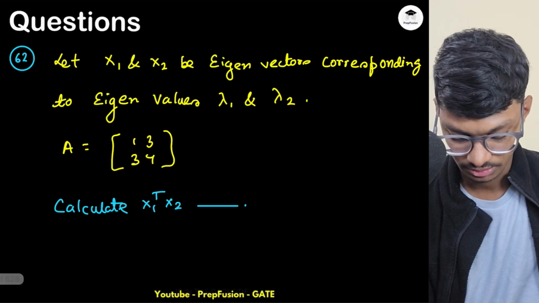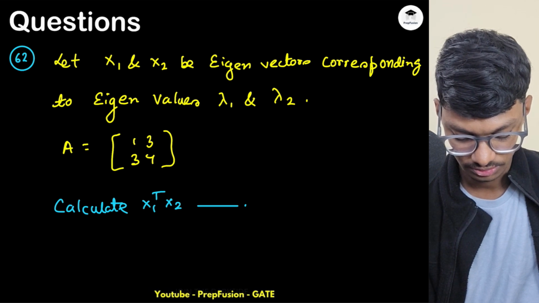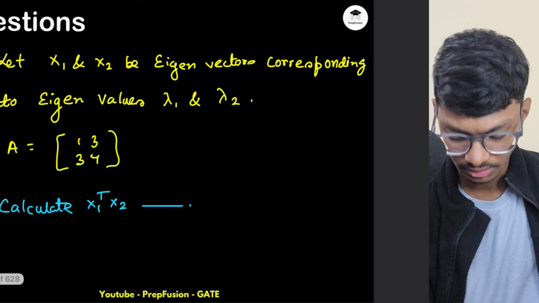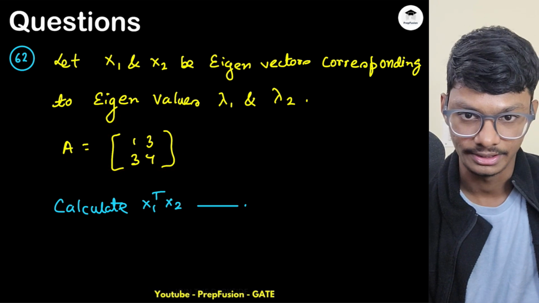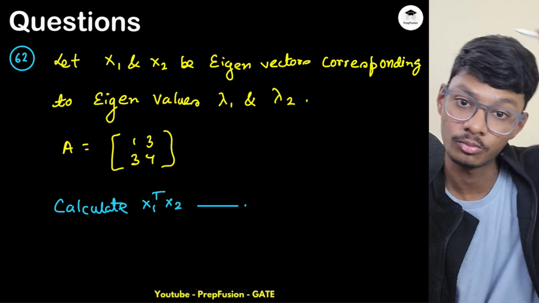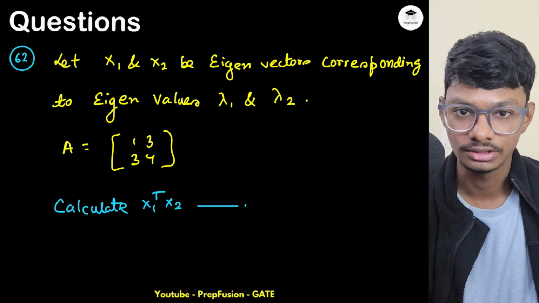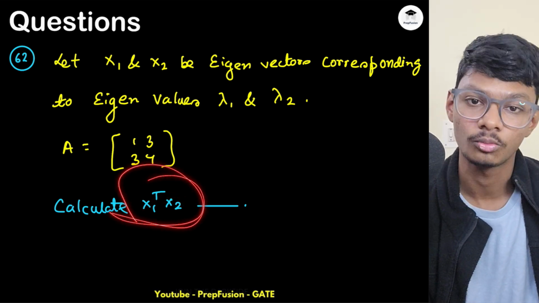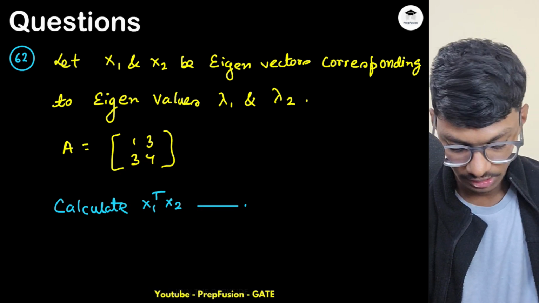So basically, first of all, this is a symmetrical matrix. Now I have to find x1 transpose x2, the dot product of these two. If you remember correctly, whenever I find the dot product, if they're independent, it will be equal to 0. So I have to find the dot product of the eigenvectors, and if they're independent, it will be 0. If they're dependent, it will not be 0. Okay, so that is the main thing.